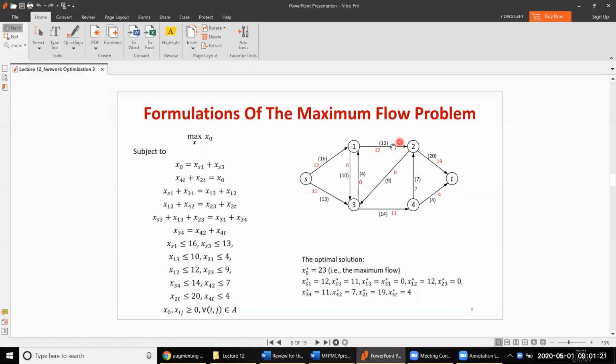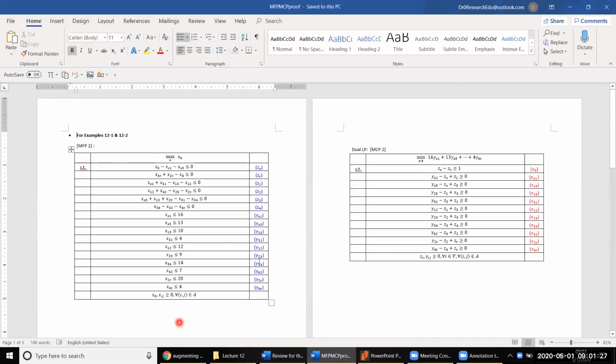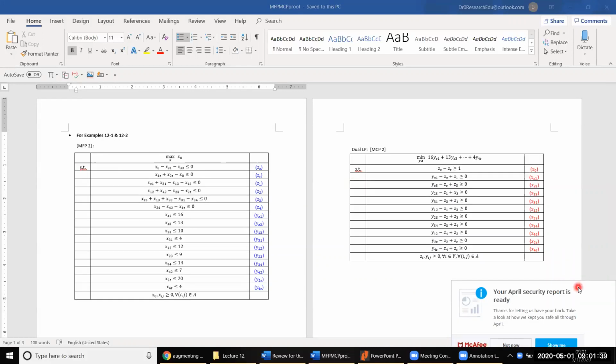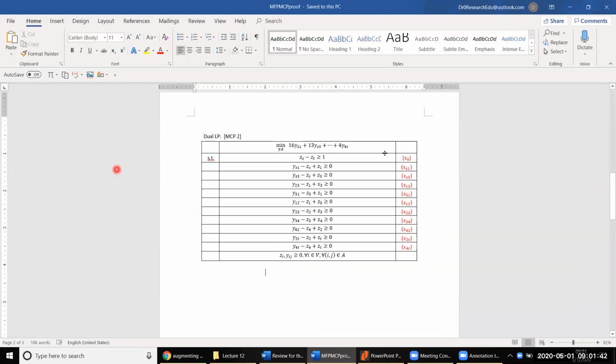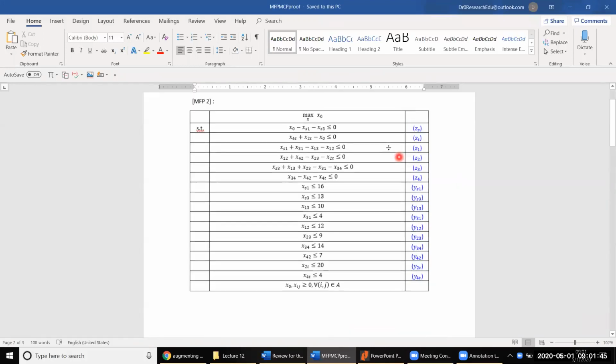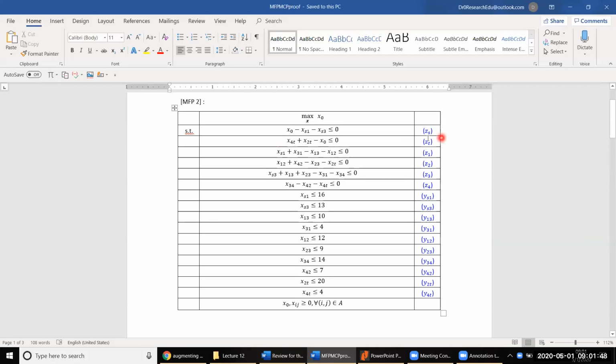Actually, it was for this network, remember it? First of all, we solved the MFP, the maximum flow problem. For this one, we modeled the maximum flow problem. Then we denoted the corresponding variable for the first constraint, which is here. We define this one to be ZS, and the variable corresponding to the second constraint, which is to T, to be ZT. And then the intermediate variables for node 1 is Z1, for node 2, Z2, node 3, Z3, node 4, Z4.